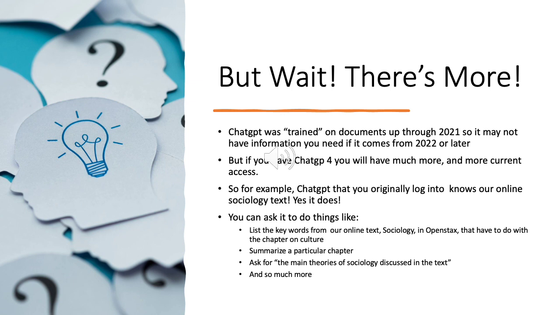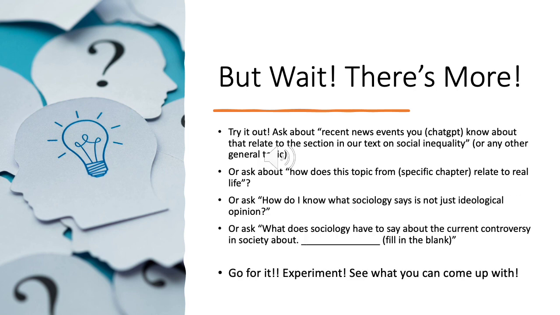So, for example, the ChatGPT that you originally log into knows our online sociology text. Yes, it does. But it knows version 2, and we use version 3. So you can ask it to do things like list the keywords from our online text, Sociology, in the OpenStax resource online that have to do with the chapter on culture, summarize a particular chapter, ask for the main theories of sociology discussed in the text, and so much more. And there's even more. Try it out.